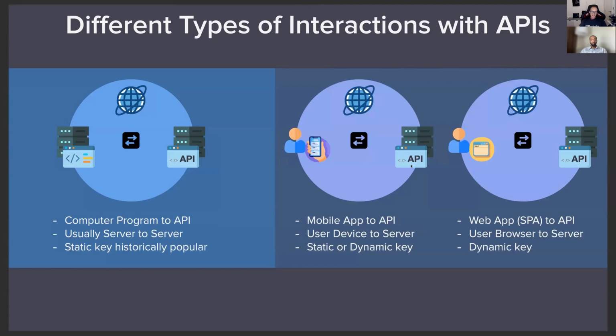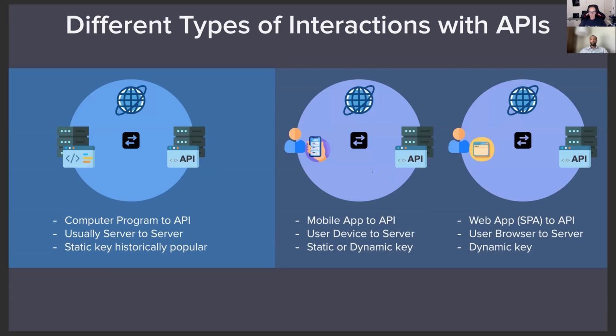So let's analyze one of the top risks from the OWASP API Top 10, the second one, broken user authentication. When you look at the way you interact with APIs, there are usually three different scenarios. One of them is computer program to API. It's basically when a developer builds a program or script that interacts with another API. That API can be internal or third party. And when you look at authentication, the usage of a secret static key or token is very popular and frequent.